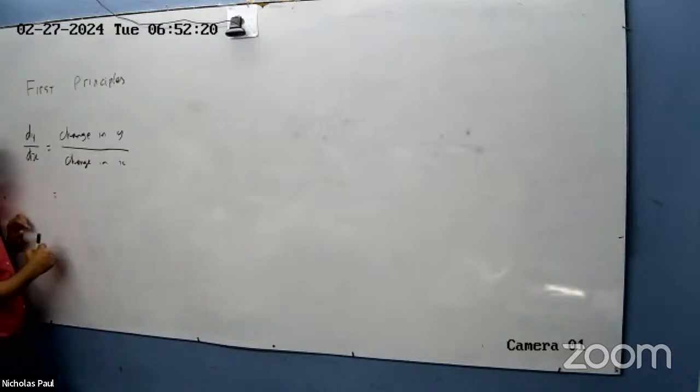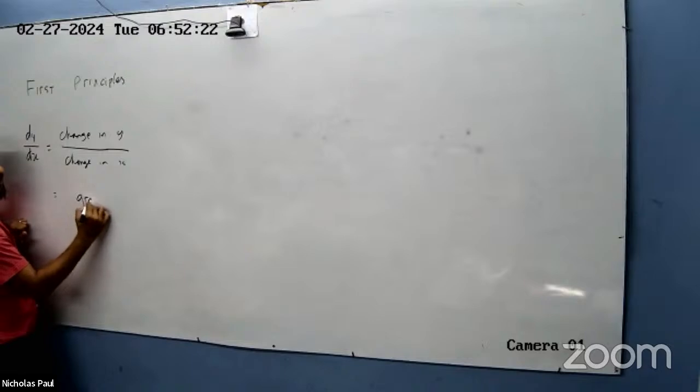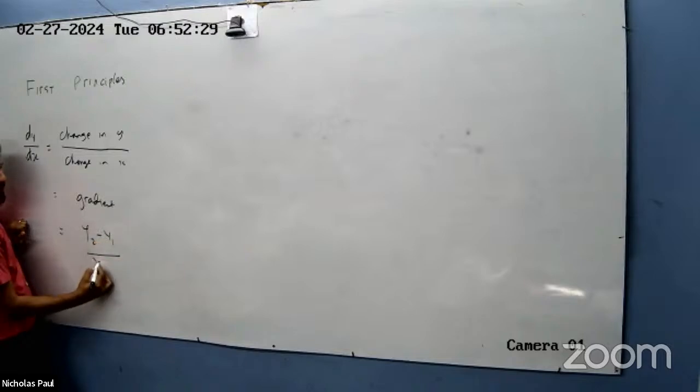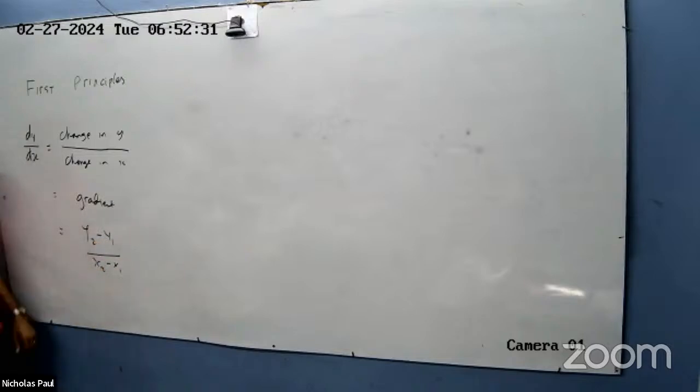Gradient, right? Technically the gradient. So this is technically the gradient. How do we find gradient? Y2 minus y1 over x2 minus x1. That's technically gradient, right? So here's what they did.